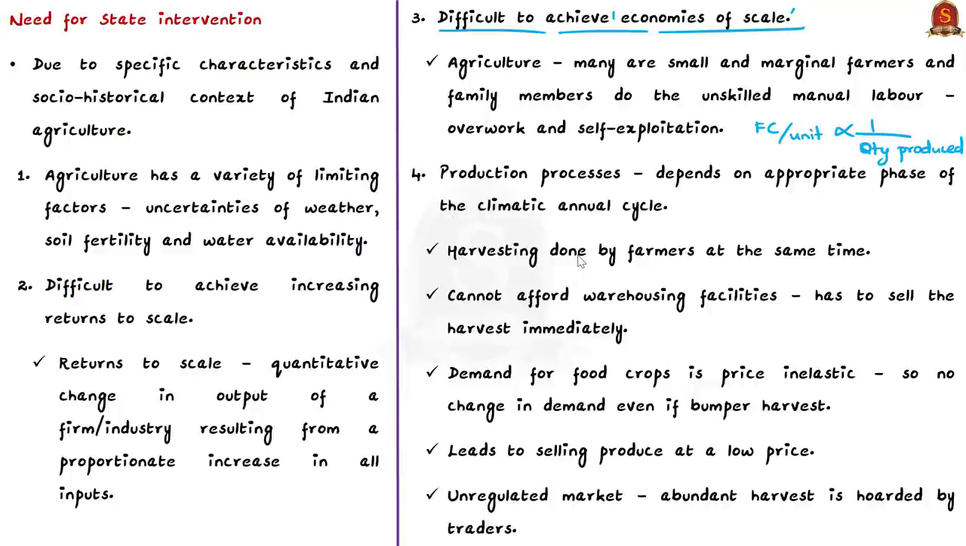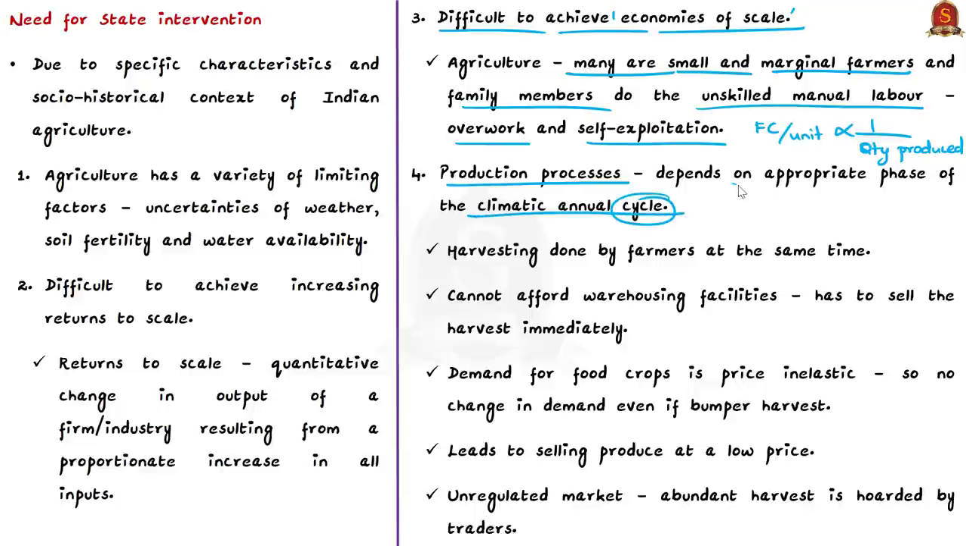But the same thing cannot be applied in agriculture, where we see most of them as small and marginal farmers. And mostly their family members do the unskilled manual labor in farming, and therefore increasing their production is limited, and that too subject to the farmers' overwork and self-exploitation. Next, even in the production processes, agriculture varies from that of a firm because agriculture depends on the climatic annual cycle. To be very specific, it depends on the appropriate phase of the climatic annual cycle.